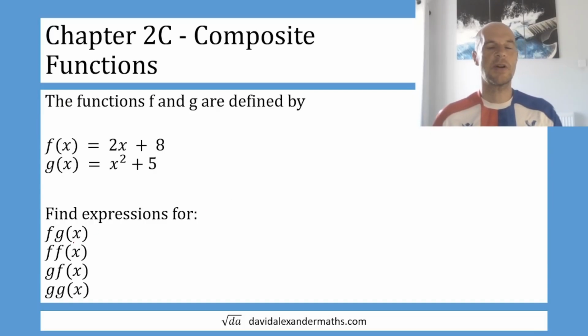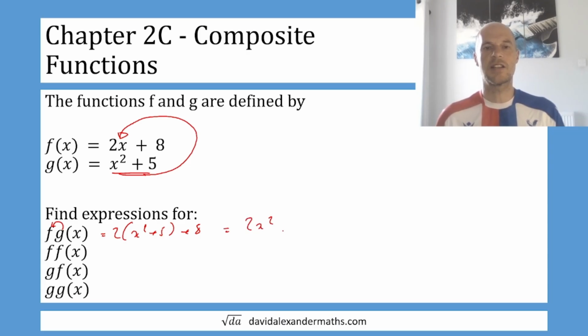So here we're trying to find an expression for a composite function. So we want fg of x. What that means is we're putting function g into function f. Because we're putting g into f, this x squared plus 5 replaces the letter x in the function f. So this x squared plus 5 will take the place of this x. So what we will get is 2 lots of x squared plus 5. Don't forget the plus 8. So all we've done is replace the x with the whole of g. And if we expand that out, we're going to get 2x squared plus 10 plus 8. So 2x squared plus 18.